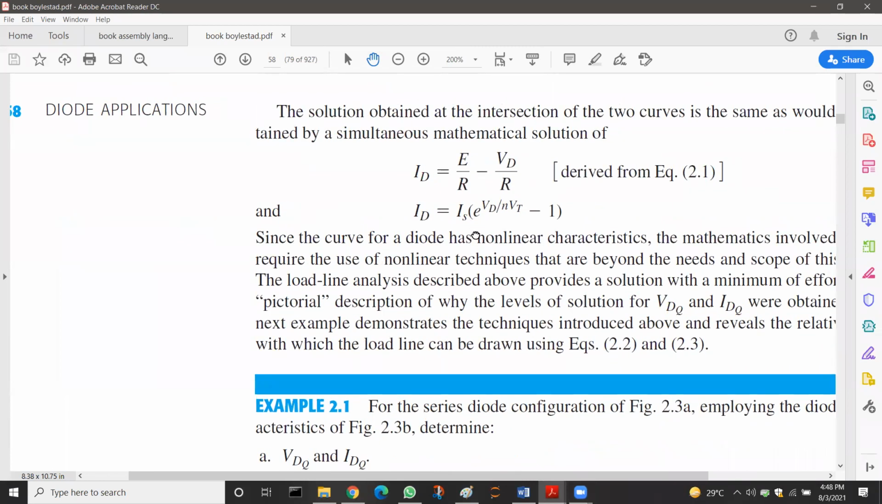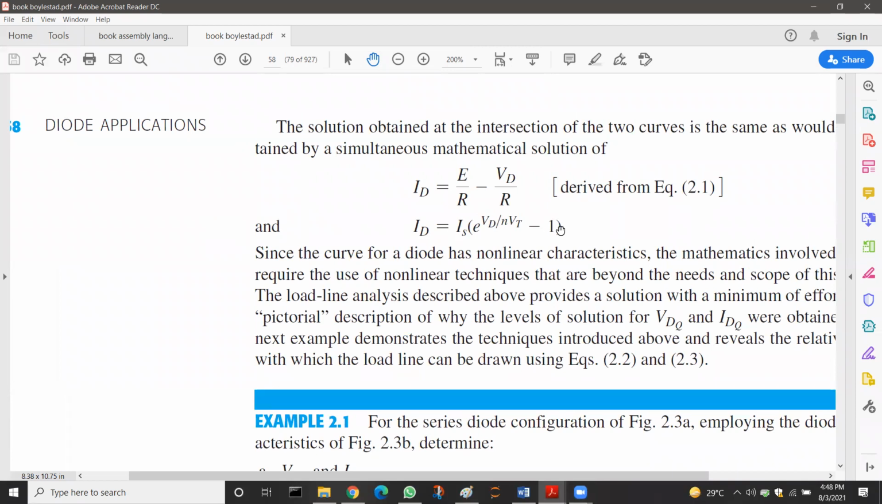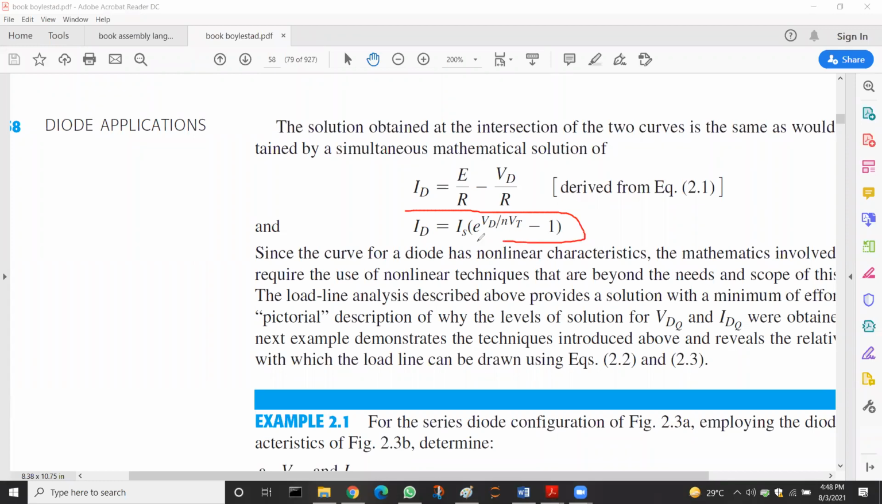The second thing which I have told you during the load line analysis is the use of this equation. As we can see, this equation can be used to find or draw the characteristic curve, and it can also be used as a mathematical model to determine VDQ and also IDQ. But the book prefers to use a graphical representation to do that.